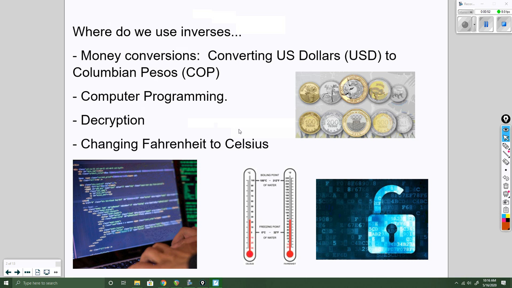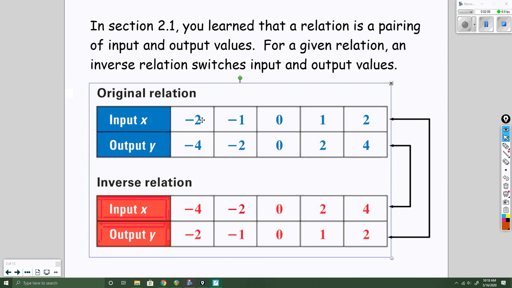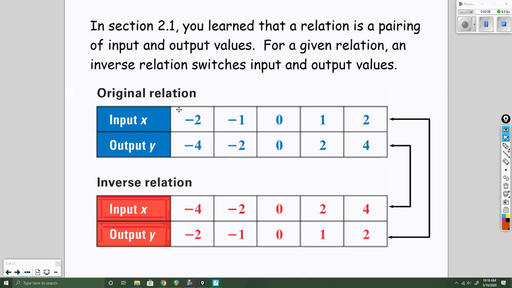All right, so we've got a bunch of different uses of inverse functions, and let's talk about what an inverse function or inverse relationship actually is. In section 2.1, you learned that a relation is a pairing of input and output values. For a given relation, an inverse relation switches the input and output values. So if we have our original relation that matches these inputs to those outputs, like -2 to -4, the inverse is just going to match those outputs to the inputs. That output value of the original relation is going to become the input value, and then the input value becomes the output value. Essentially, it just returns what you plugged in.